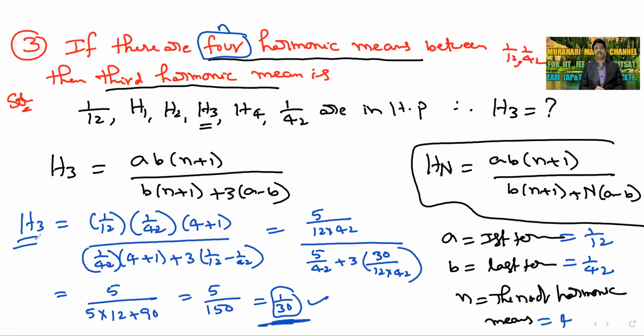H3. This is the nth harmonic mean formula: AB(N+1) by B times (N+1) plus N times (A minus B). So for H3, where N is placed, we should write 3: AB(N+1) by B(N+1) plus 3 times (A minus B). Like H2 will be AB(N+1) by B(N+1) plus 2 times (A minus B). H1 is AB(N+1) by B(N+1) plus 1 time (A minus B). H4 value is AB(N+1) by B(N+1) plus 4 times (A minus B).